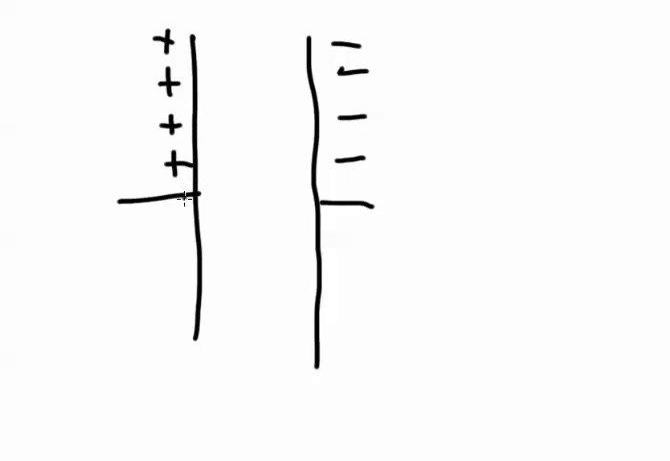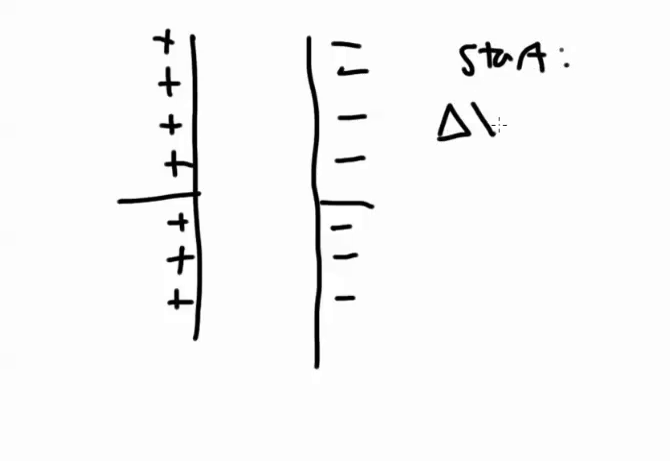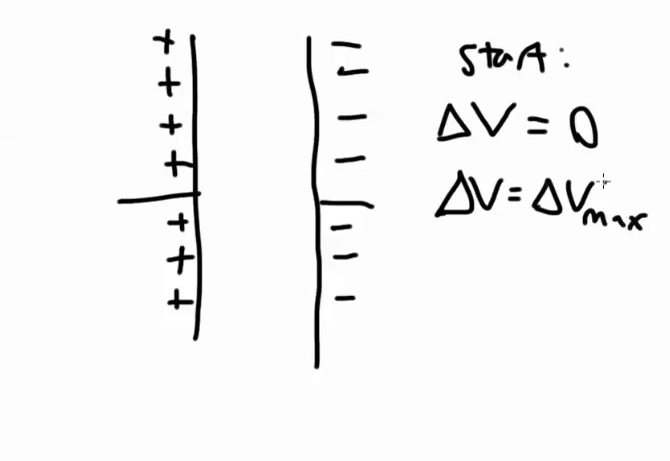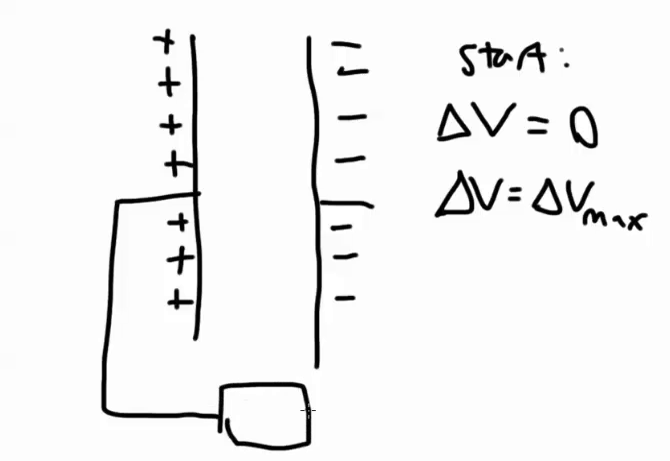So as I start to add more and more charges, then it requires more and more energy, and the potential across the plates becomes larger. So at the start, the delta V across the plates is 0 because there's no charge on the plates. And in the end, there's some maximum potential, which is the battery, right? The battery's potential difference is what determines the final potential difference.